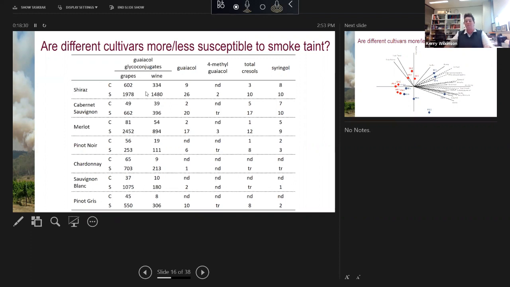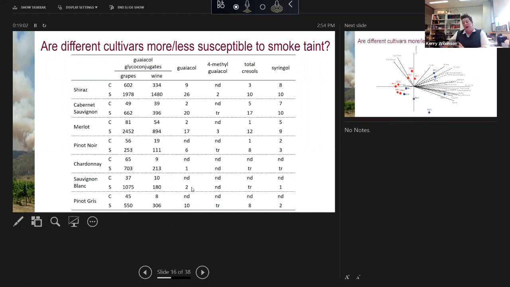we might see. So if we move to the next 4 columns, this has our volatile phenol concentrations. And so what we can see is, if we just skip ahead to our white varieties, so Chardonnay, Sauvignon Blanc and Pinot Gris, we can see in the Chardonnay and the Sauvignon Blanc and in our Pinot Gris in the controls, there were none of these volatile phenols detected. And at least in the Chardonnay and the Sauvignon Blanc, only really low levels from the smoke-affected wines.